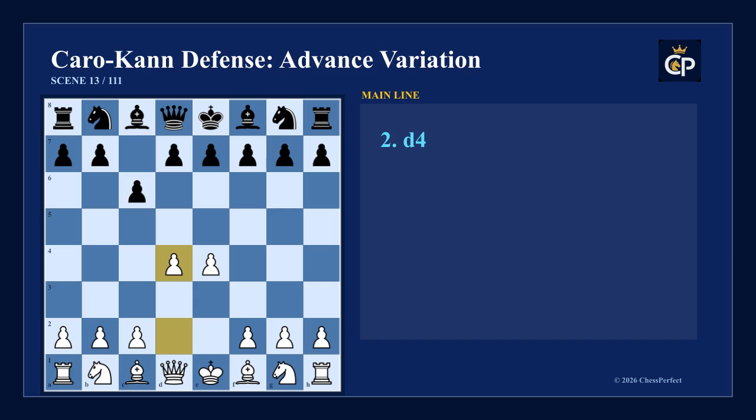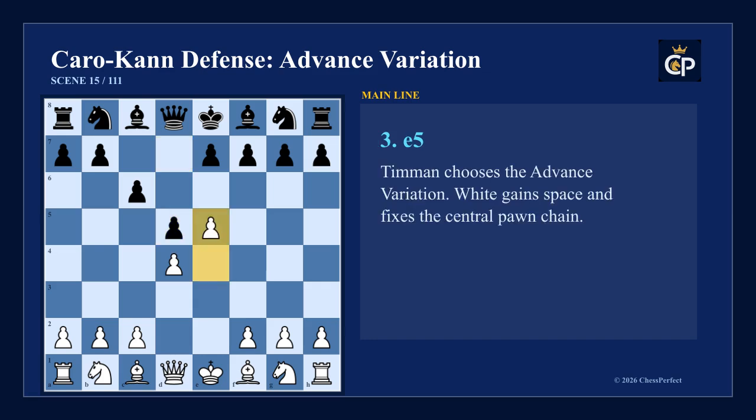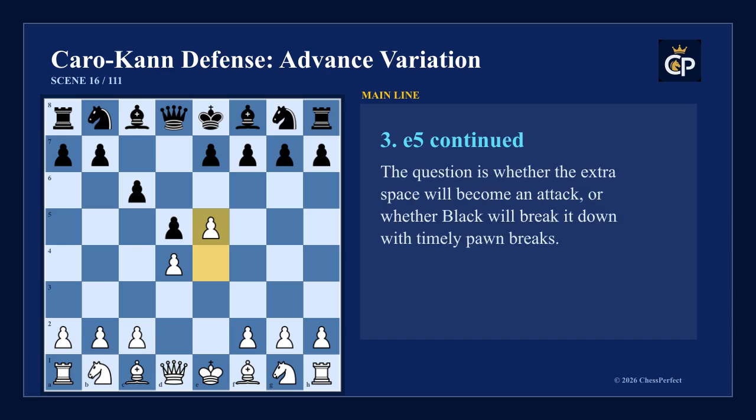d4, d5. Black challenges the center immediately. e5. Timman chooses the advance variation. White gains space and fixes the central pawn chain. The question is whether the extra space will become an attack, or whether black will break it down with timely pawn breaks.